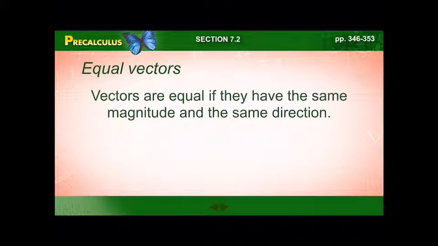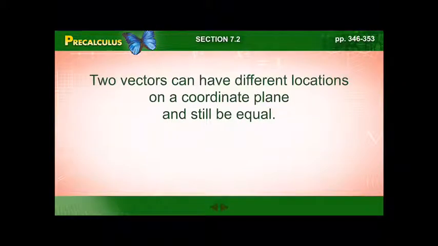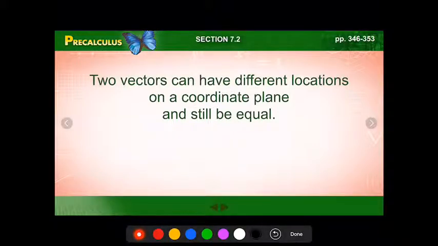Equal vectors. Okay, here we go. Vectors are equal if they have the same magnitude in the same direction. So the hypotenuse has to be the same, and they have to be going in the same direction. That's the definition of equal vectors. Two vectors can have different locations on the coordinate plane and still be equal. The reason this is true is if I draw this picture for you, and some of you guys that are taking physics already know this. If I have a vector going this direction, I could also have a vector in the third quadrant going this direction. And if it's the same angle, if the related angle here, also called the argument, is equal, it's talking about the same vector.